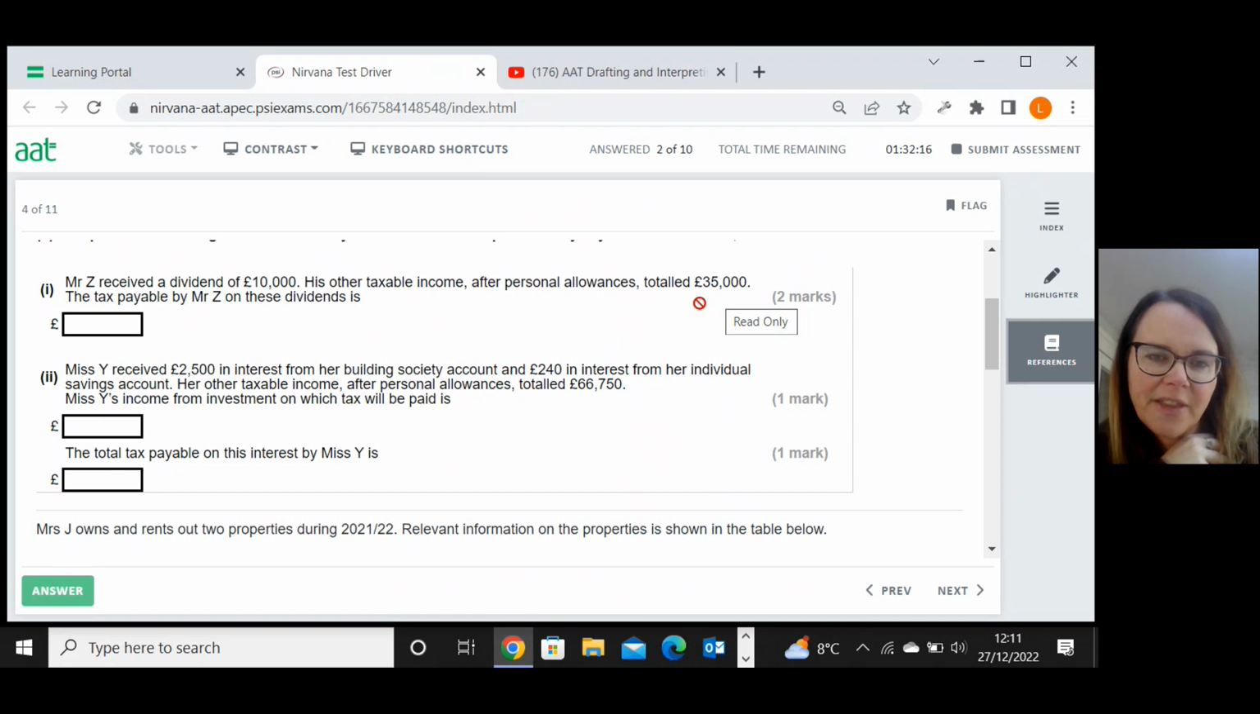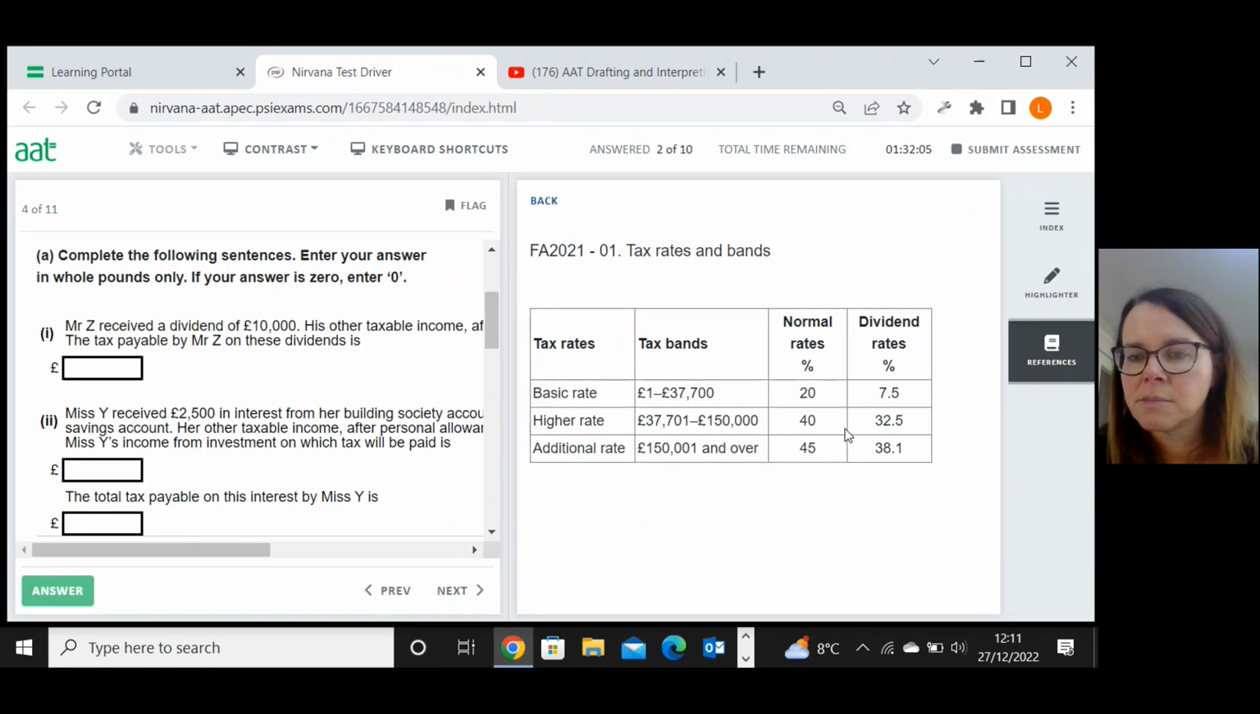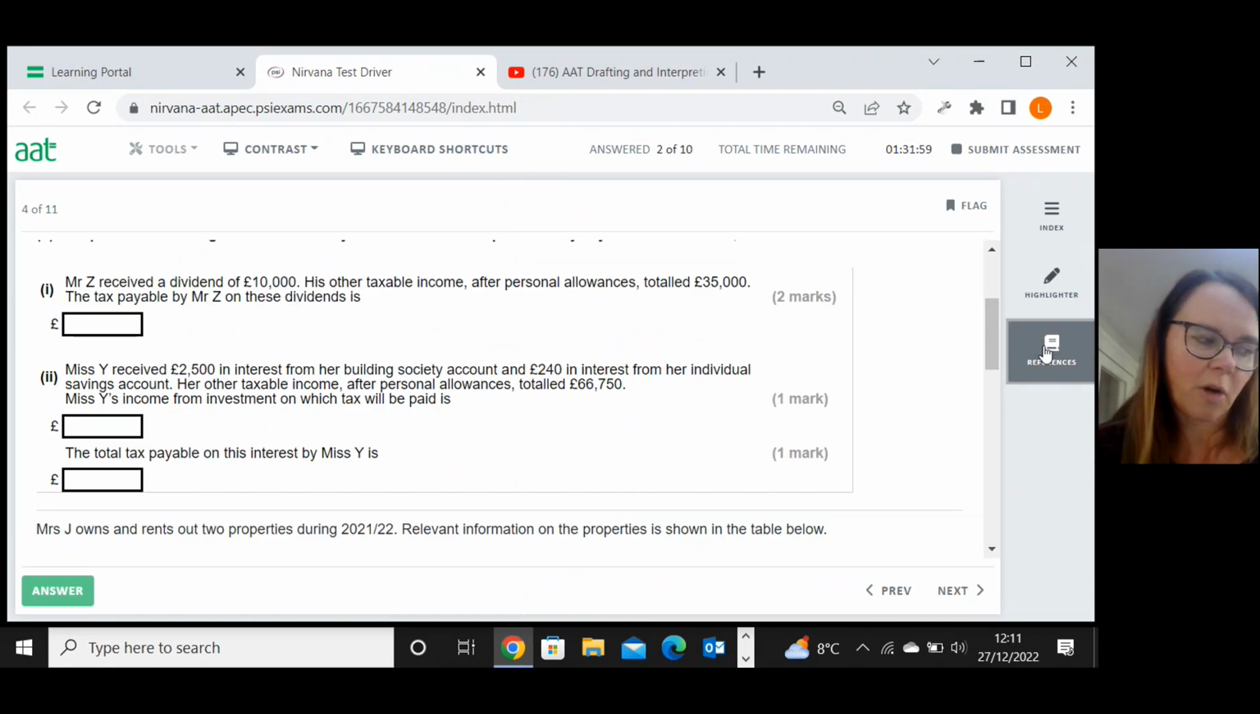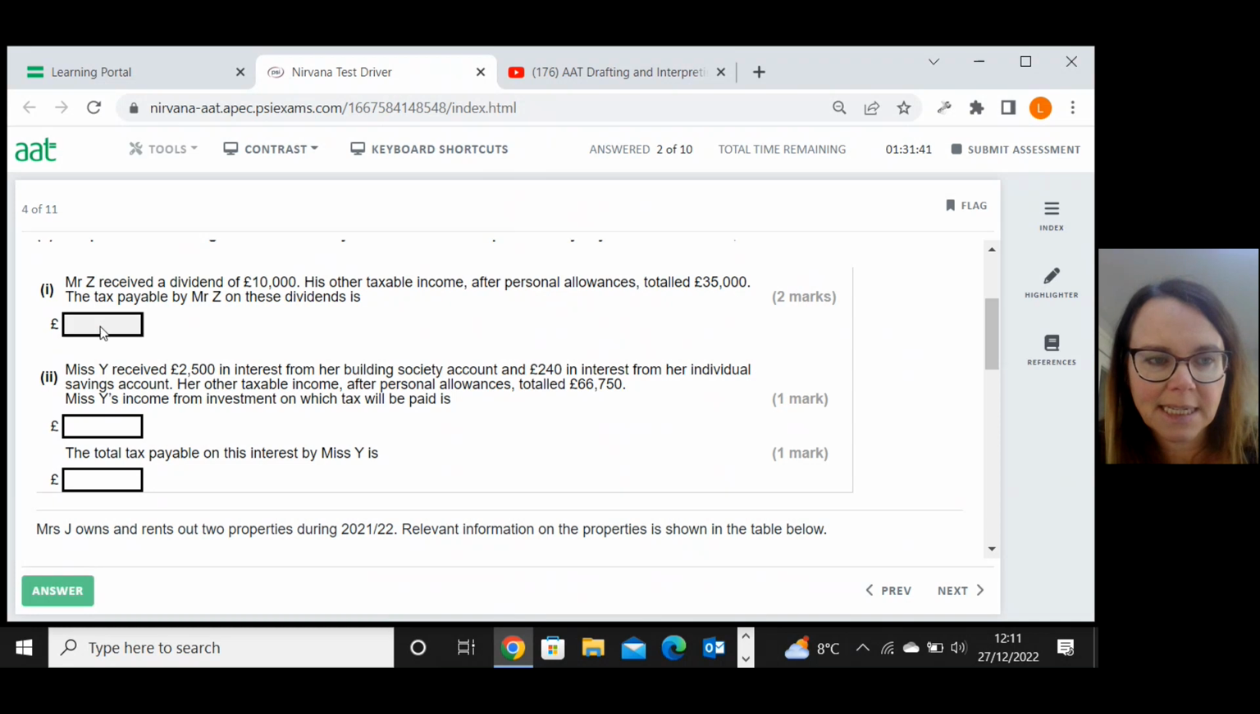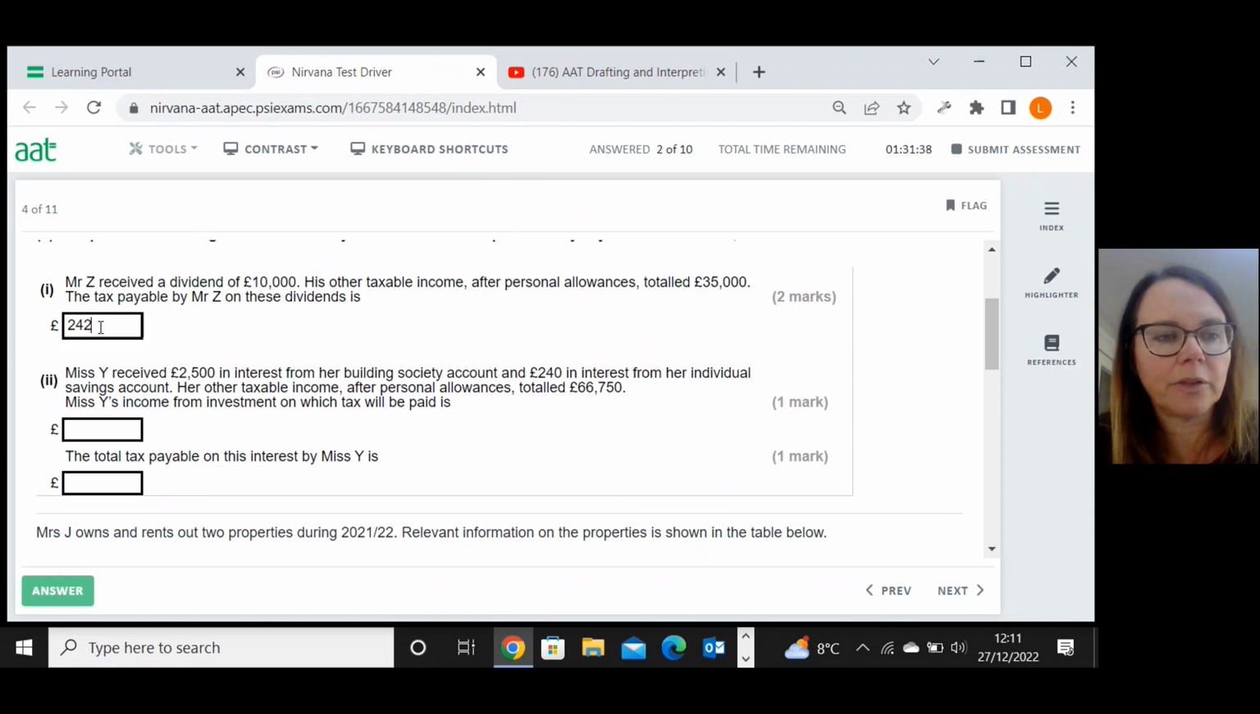That leaves me with 7,300 of dividend income to make up the 10,000, and that's going to be taxed at the higher rate, 32.5%. So 32.5% of 7,300 gives me £2,372.50. If I add that on to the £52.50 I mentioned previously, which was the 700 at 7.5%, then I get a total amount of 2,425.